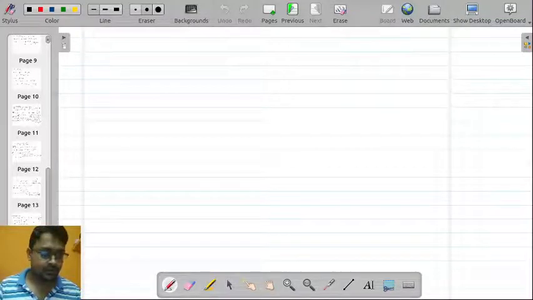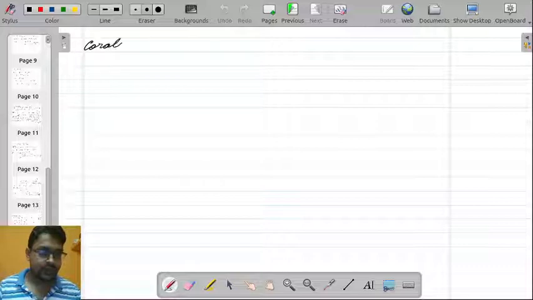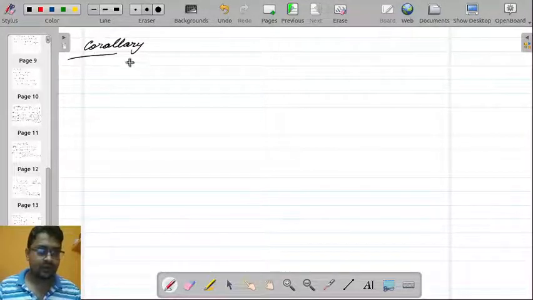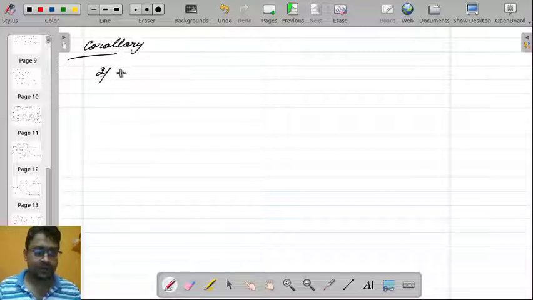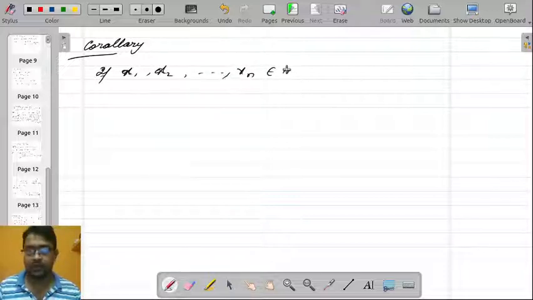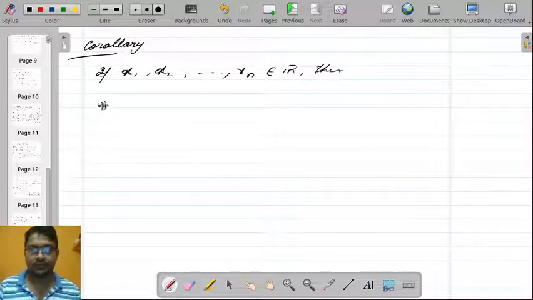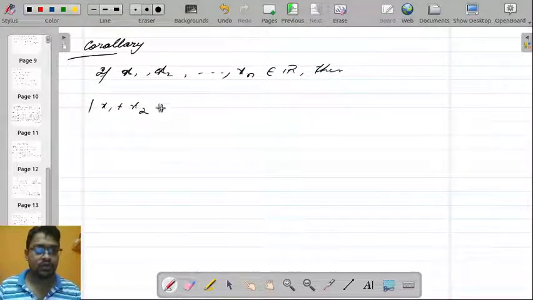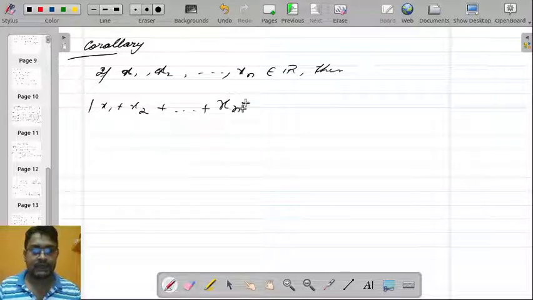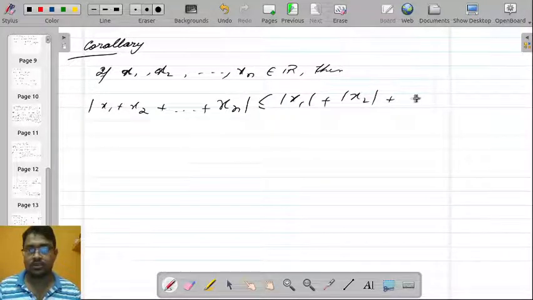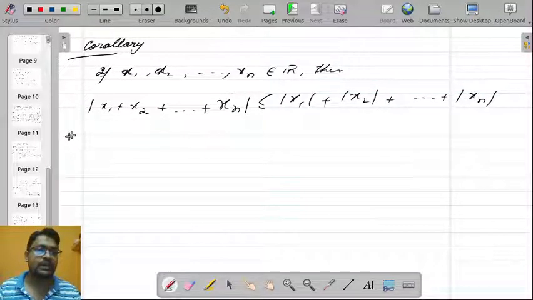One corollary which follows, another corollary, is a generalization of the triangular inequality. If x1, x2, up to xn belong to the real numbers, then mod of x1 plus x2 plus dot dot dot up to xn is always less than or equal to mod x1 plus mod x2 plus dot dot dot up to mod xn. It follows by mathematical induction, so we can prove it very easily using mathematical induction.